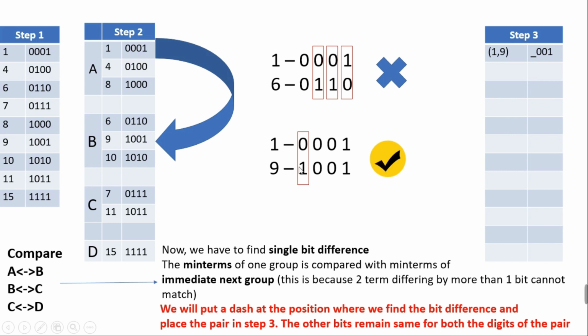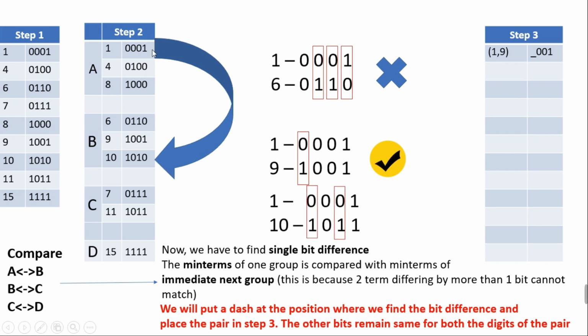Alright, so here you can see we have found the difference at the very first position of this pair. That's why at the first place right there is a dash, and all other bits remain the same, 0, 0 and 1. Only at the first position we got the difference, that's why there is a dash. So that's how we're going to be putting different pairs into step 3. So let's continue our comparison.